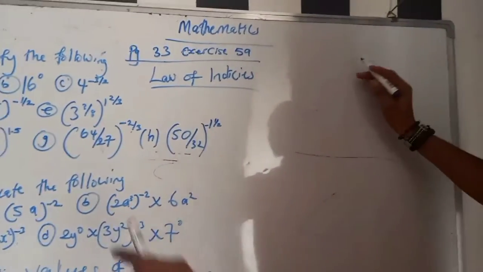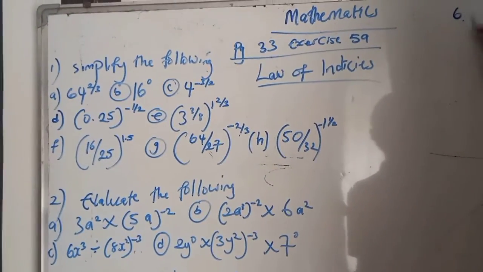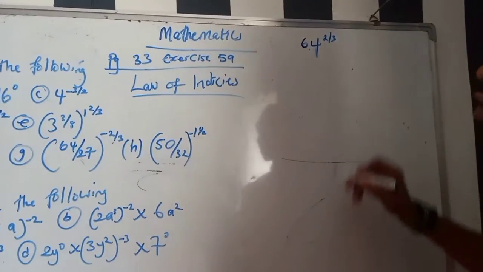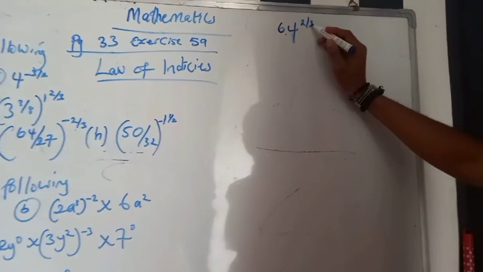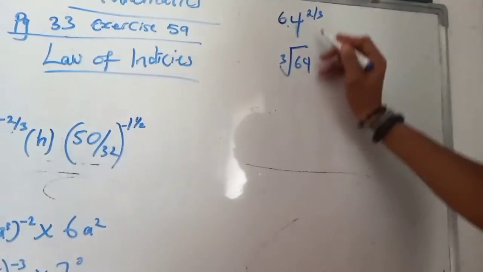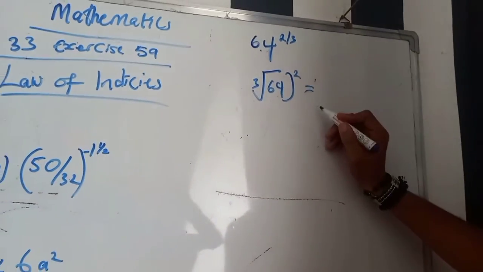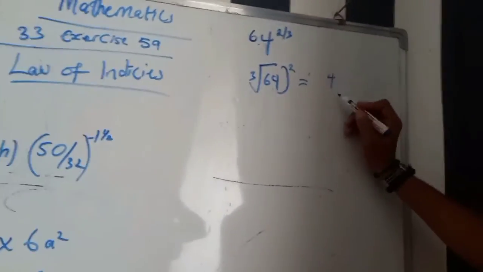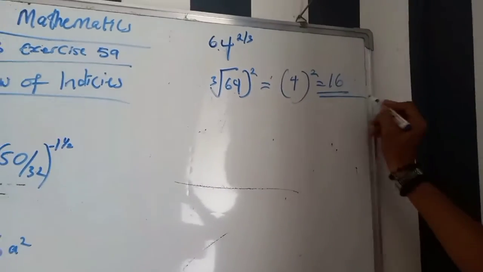Number 1a says 64 to the power 2 over 3. This is the question. So what do we do now? This 3 means cube root, so I'll say cube root of 64. This 2 is the power 2. The cube root of 64 is 4. Being that 4 to the power 2 is 16, this is our final answer.